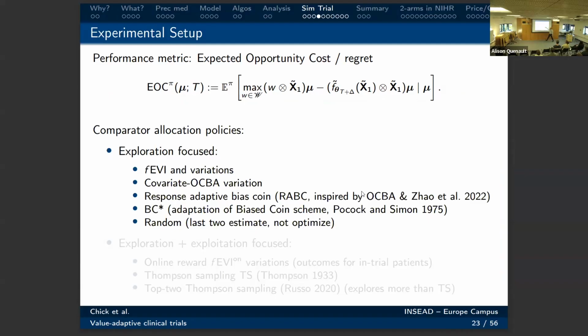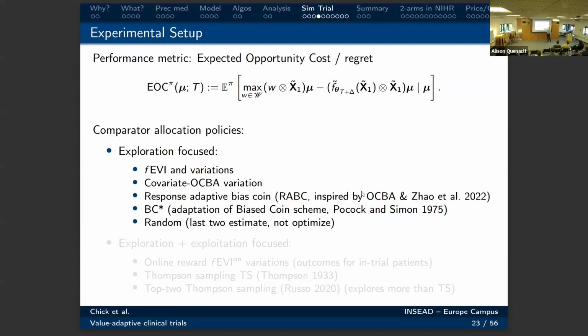We wanted to compare the various variations that we had. There have been some other people in simulation literature working on precision or contextual learning applications in discrete event simulation. That's called the covariate optimal computing budget allocation. So we tried to adapt that for this context.